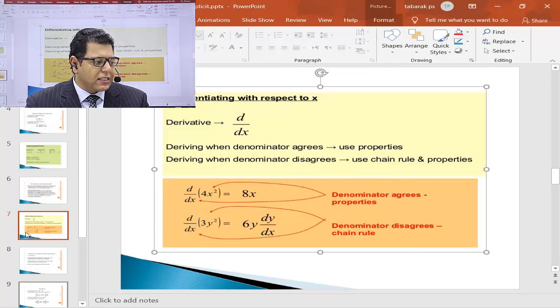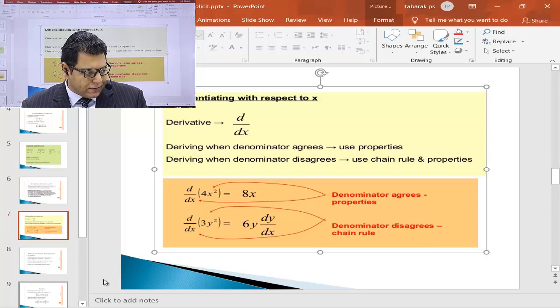Multiply 2 times 4, which is 8, and reduce the power by 1. Go to the second one: d by dx of 3y squared. Attention here. The variable we differentiate with respect to is x, but the variable in the function is y. So the denominator disagrees, and you have to use the chain rule.